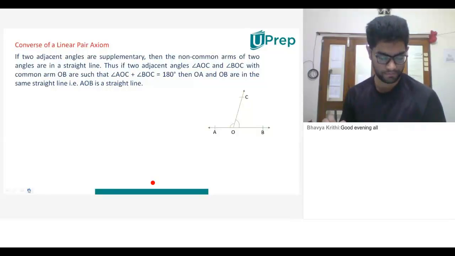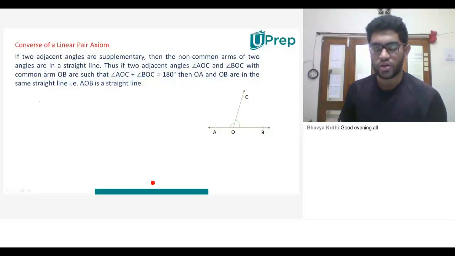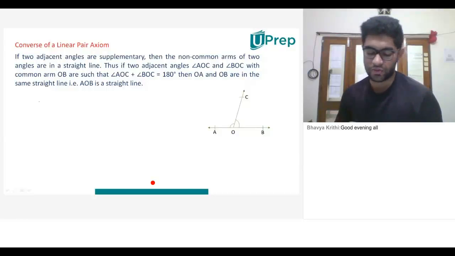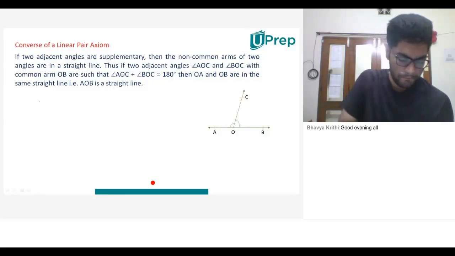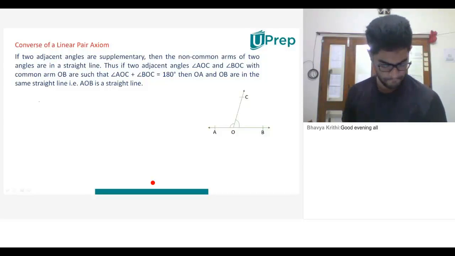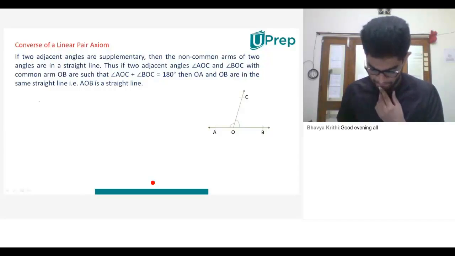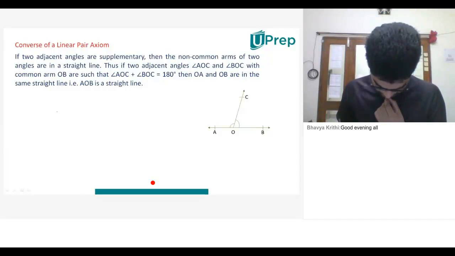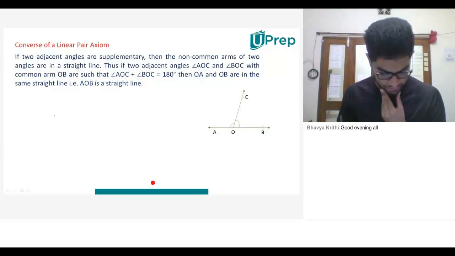Sir? Yes. Can you actually repeat what a linear pair is? Because I don't remember. Sir, can I? Yeah. Bhavya, can you explain it? Yes, sir. So, a linear pair is two straight lines which come in a pair. Okay. Anyone with any other explanation?